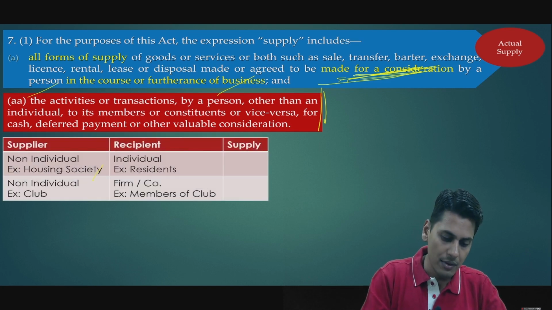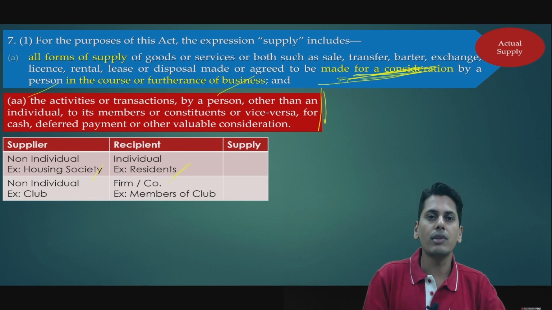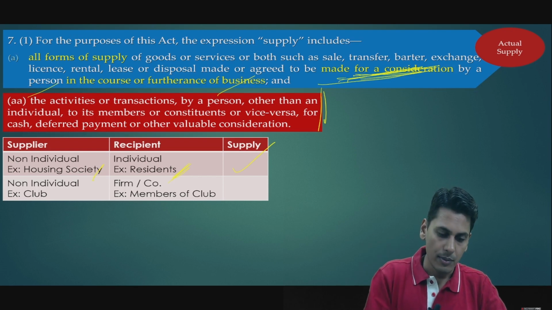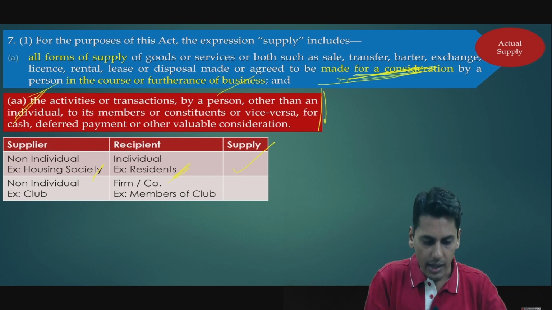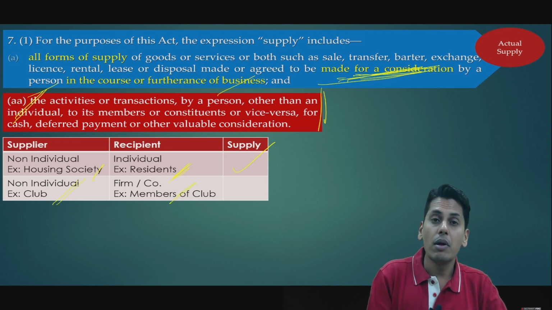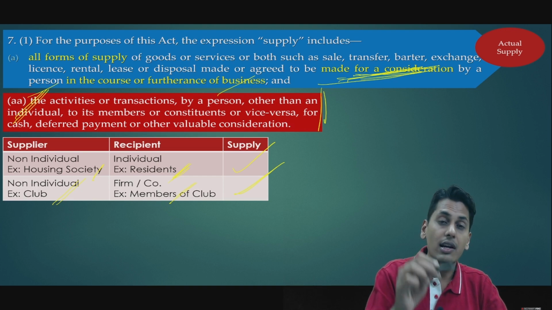So say for example, if there is a housing society, its members are the residents of the housing society. Is it a supply? The answer is yes. Any supply which is made by a non-individual to an individual is going to be a supply because of 7(1)(a). A club to the members of the club also is going to be a supply because of 7(1AA).